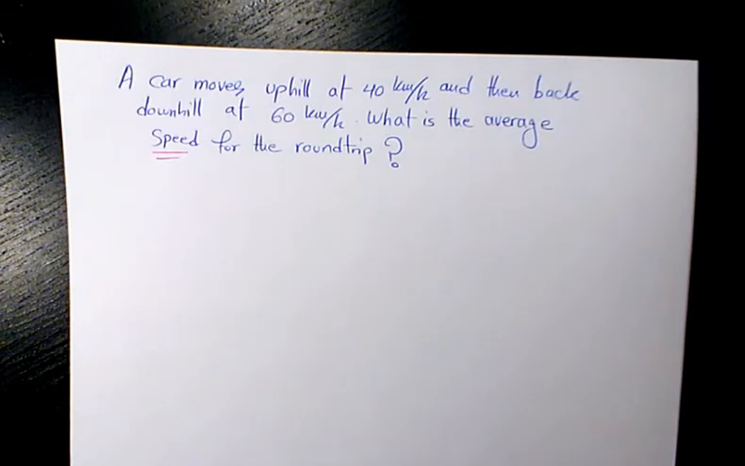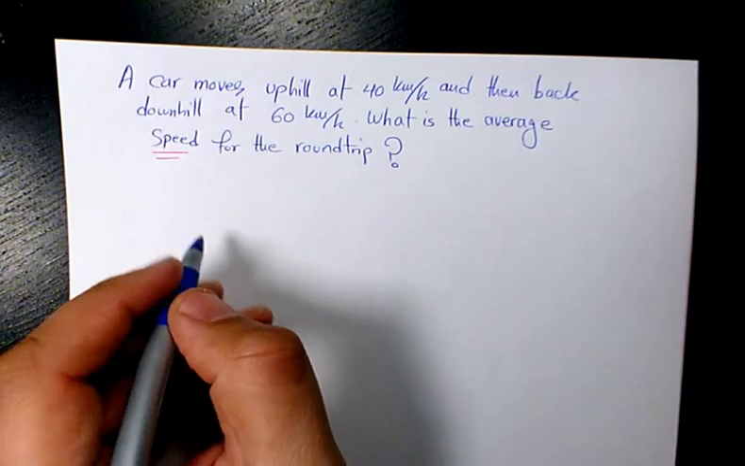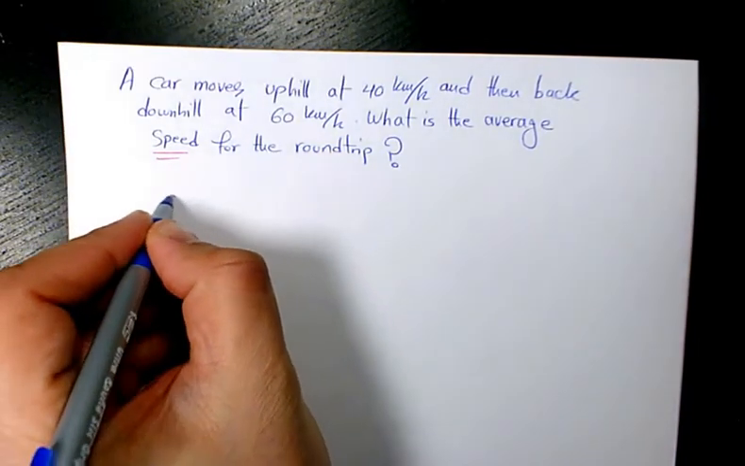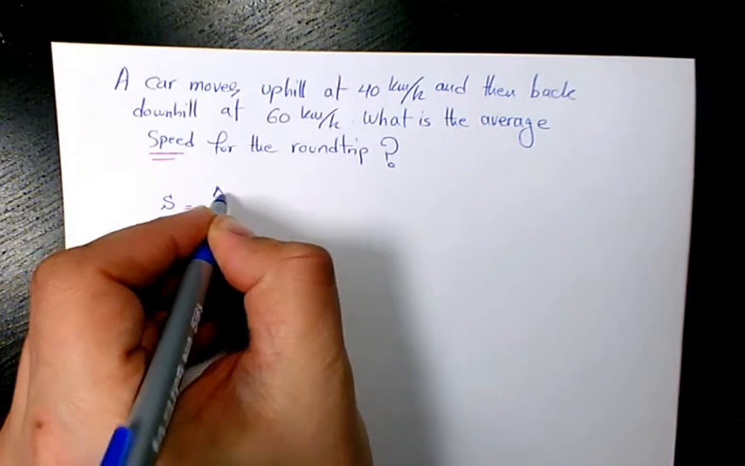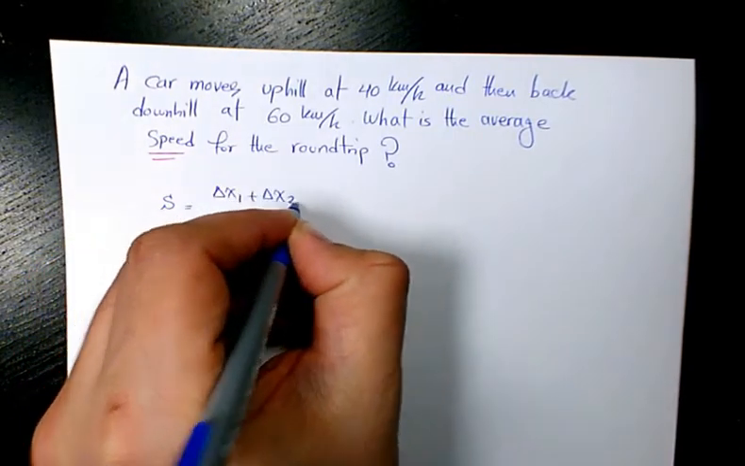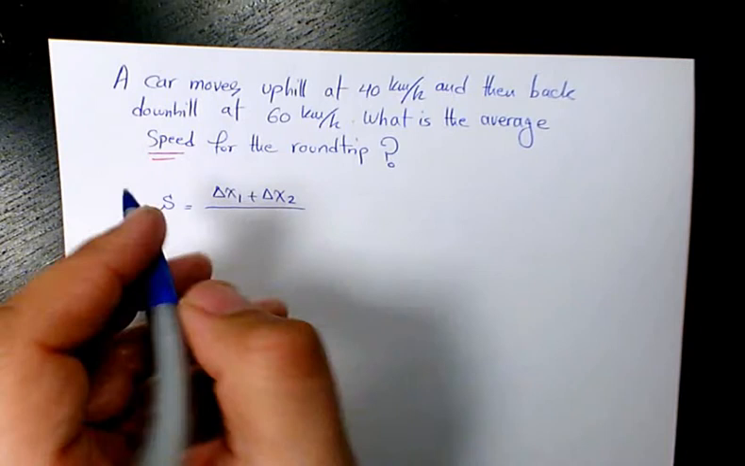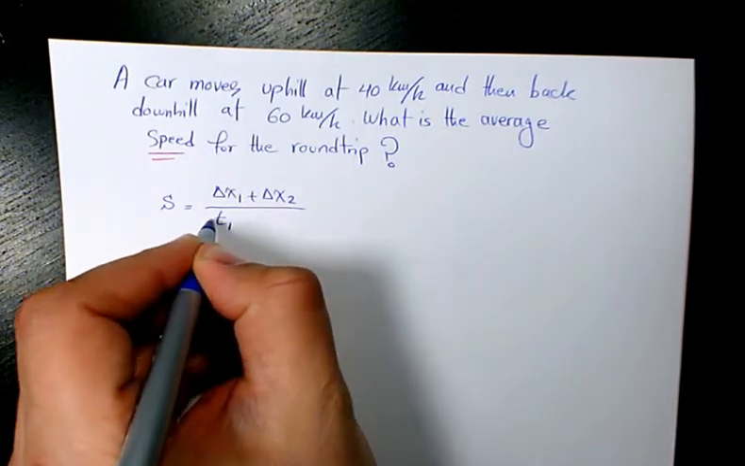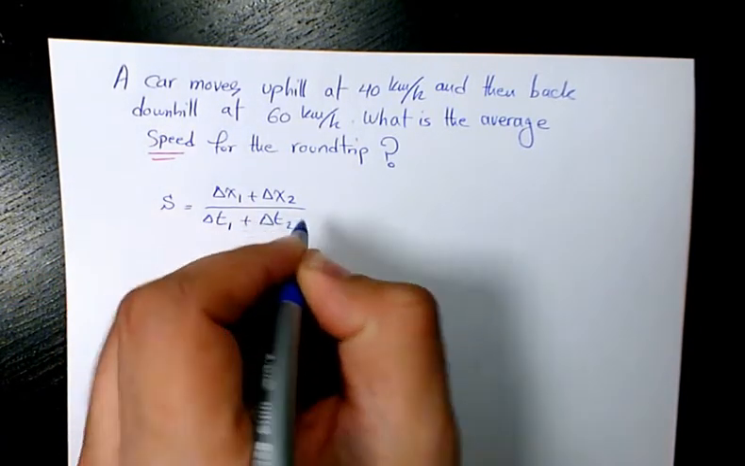Why? Because average speed, unlike average velocity, relates to the total distance and not net displacement. Net displacement is related to the velocity, but the total distance is going to be related to the speed. So since it contains two parts, we can say speed is going to be delta x1 plus delta x2, which are the same thing because it's the same path, divided by delta t1 plus delta t2.